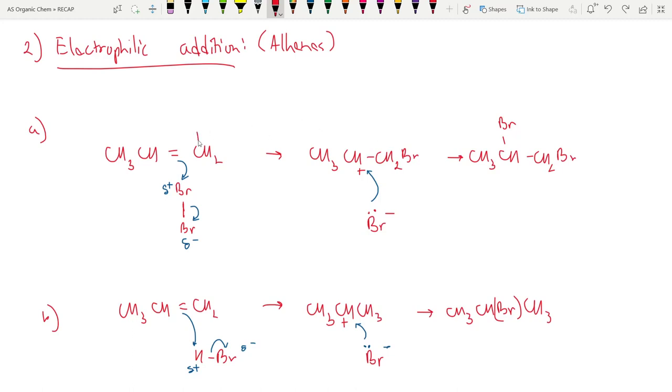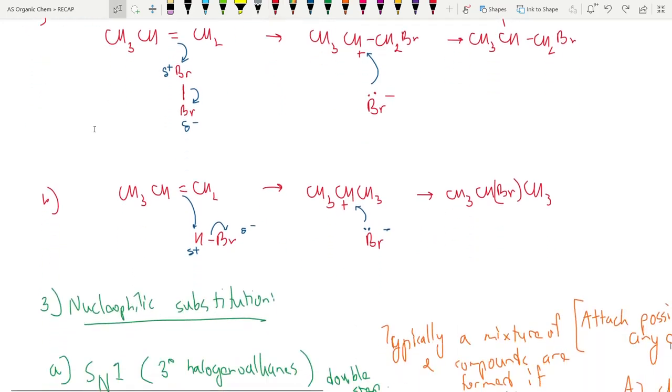The carbocation could also be formed here, but the one being formed at the middle is much more likely because it's forming a 2-degree carbocation, which is much more stable. So this is more common, part B.